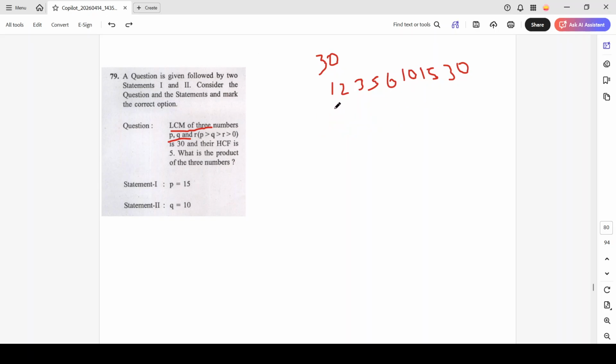So another possibility: if I take 50, 10, 5. There is one possibility. The LCM is 30 and the HCF is 5. Another, what is 50? Suppose 50, 5 and what will be the other?